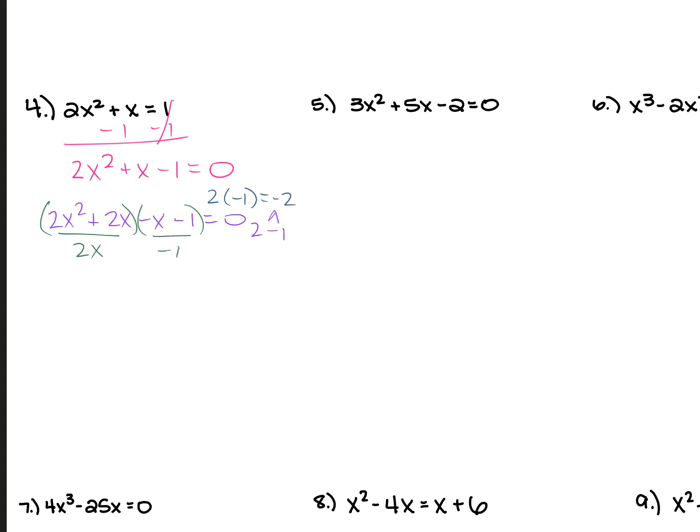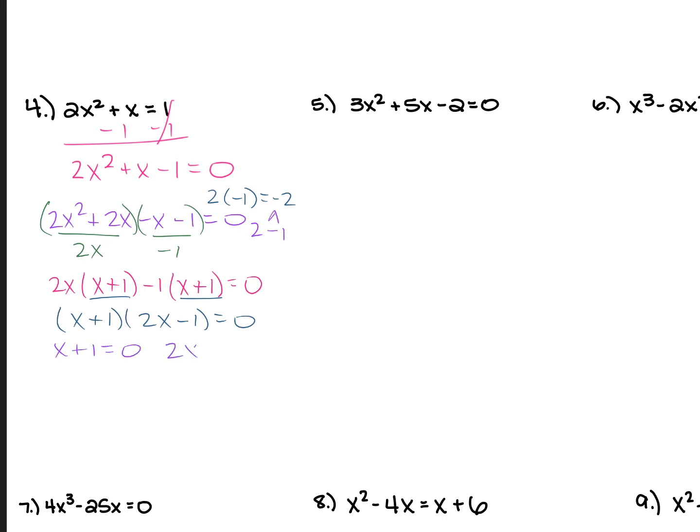So that's going to be written as 2x times x plus 1 minus 1 times x plus 1 is equal to 0. Your two sets of parentheses are identical to one another, so that gives you x plus 1 times 2x minus 1 is equal to 0. From here, set each set of parentheses equal to 0 and solve. For the x plus 1 is equal to 0, subtract your 1 over. You have x is equal to negative 1.